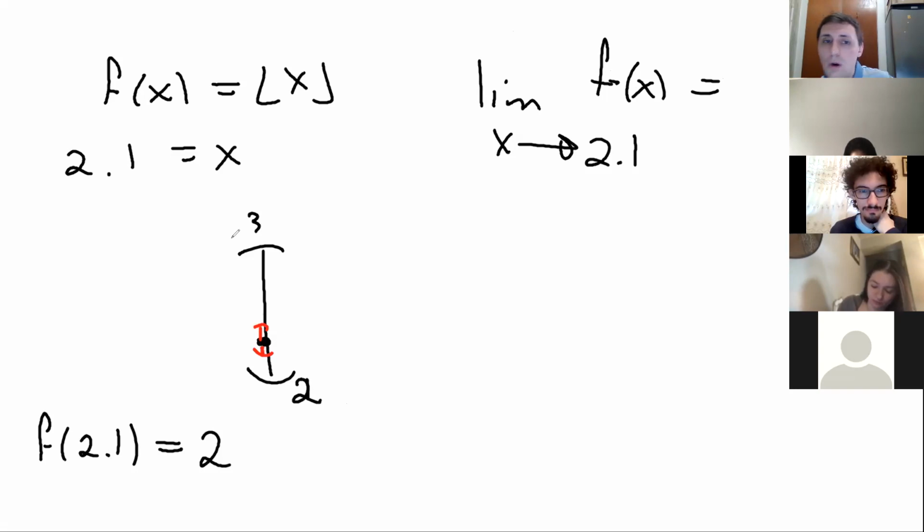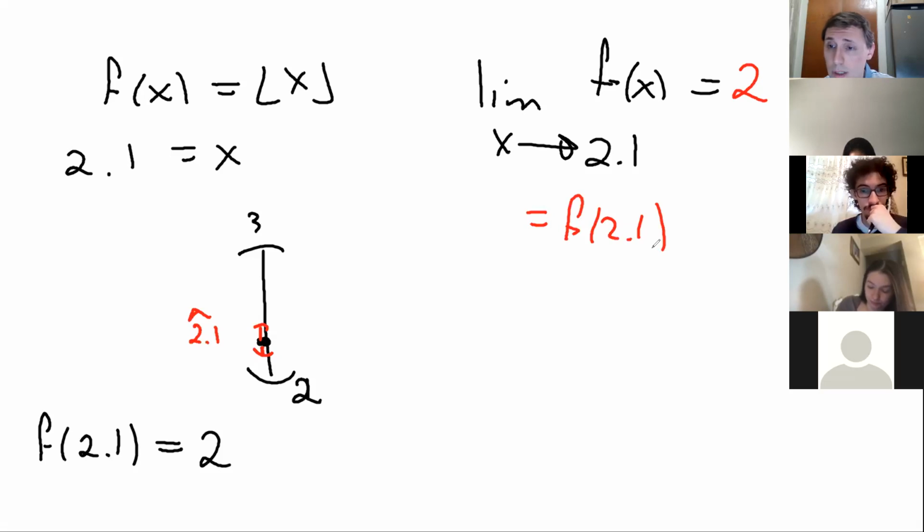Do you agree? All those red numbers, those are imitations of 2.1. All of them will fall towards 2. So, which is what? Which is f of 2.1. So the limit at 2.1 is the same as plugging in 2.1. Therefore, the function is continuous at 2.1. Do you see that?